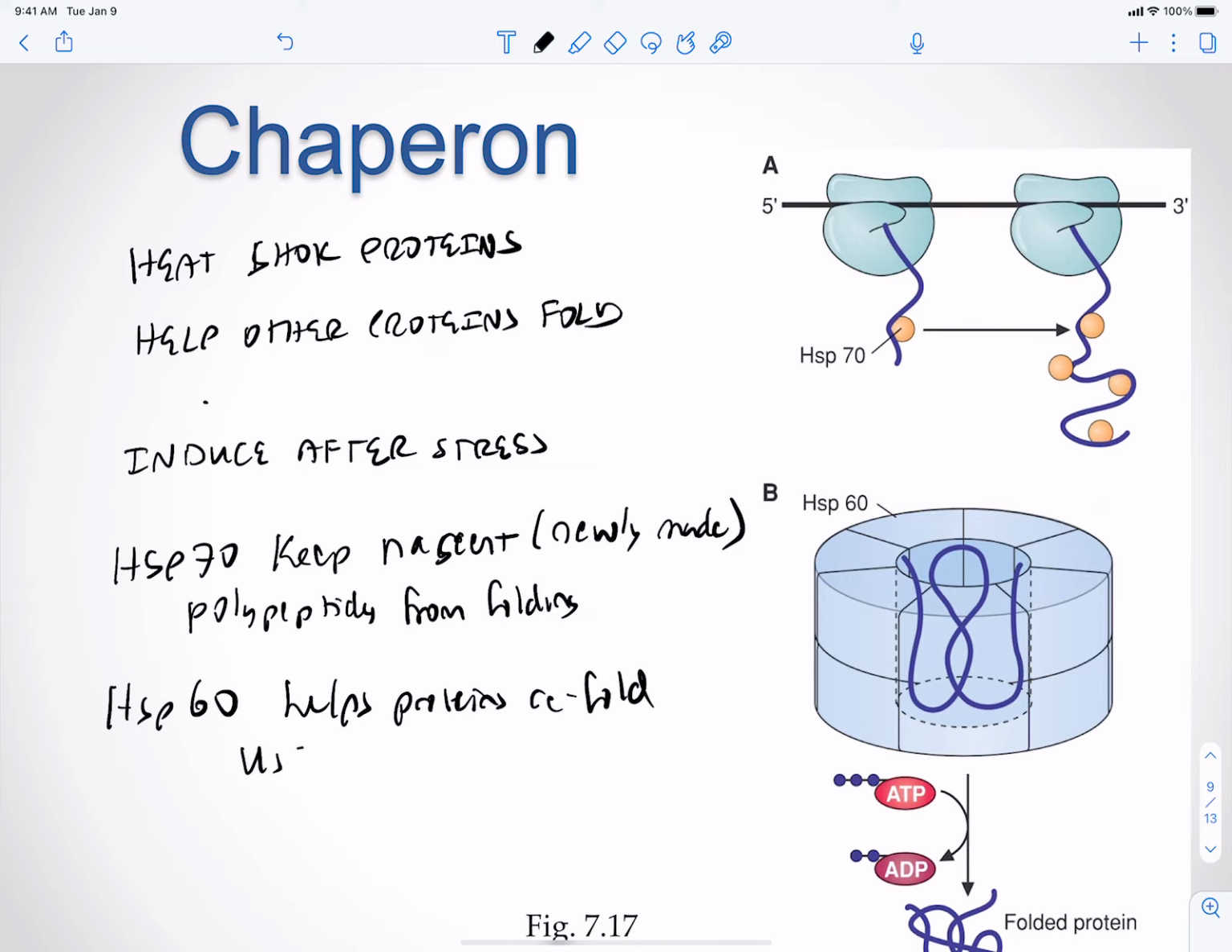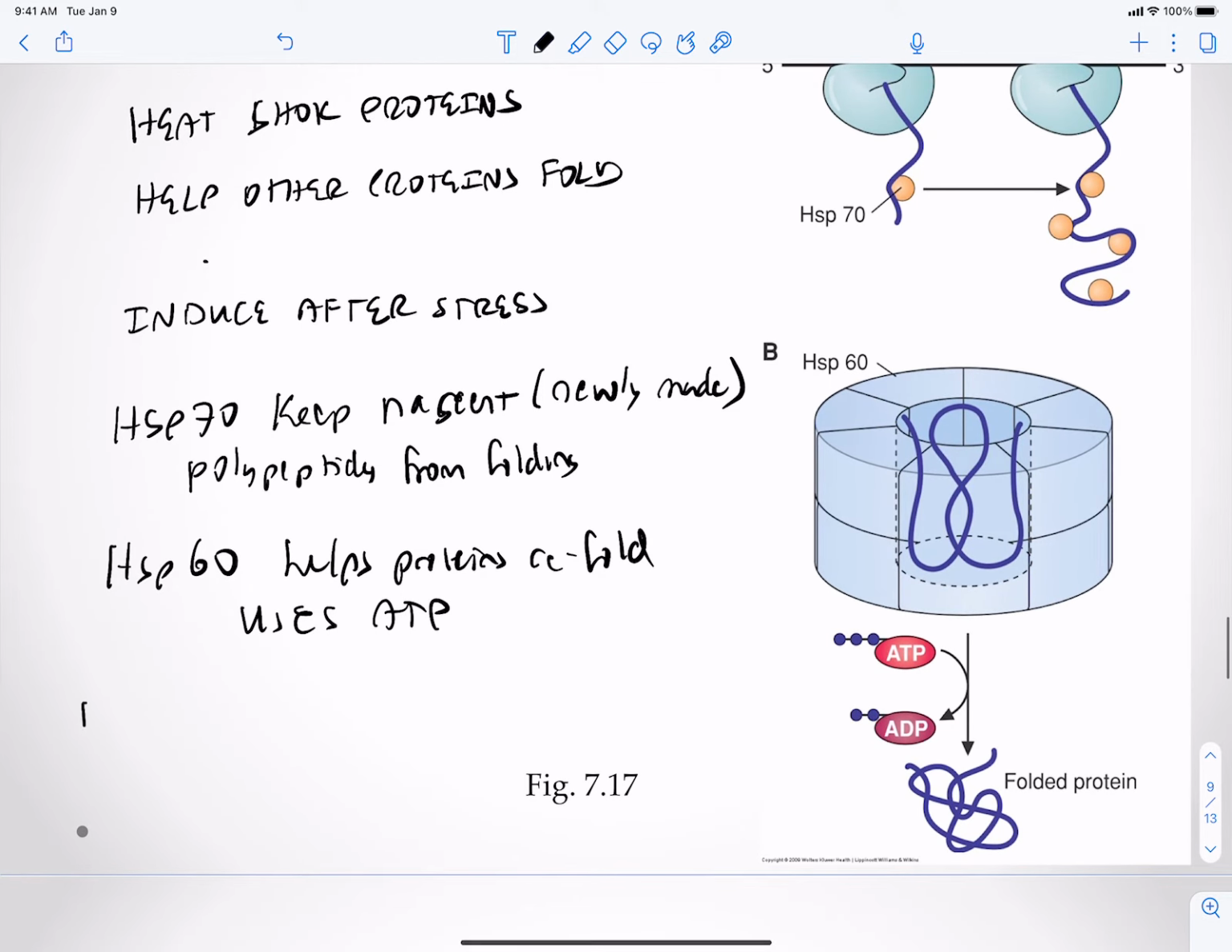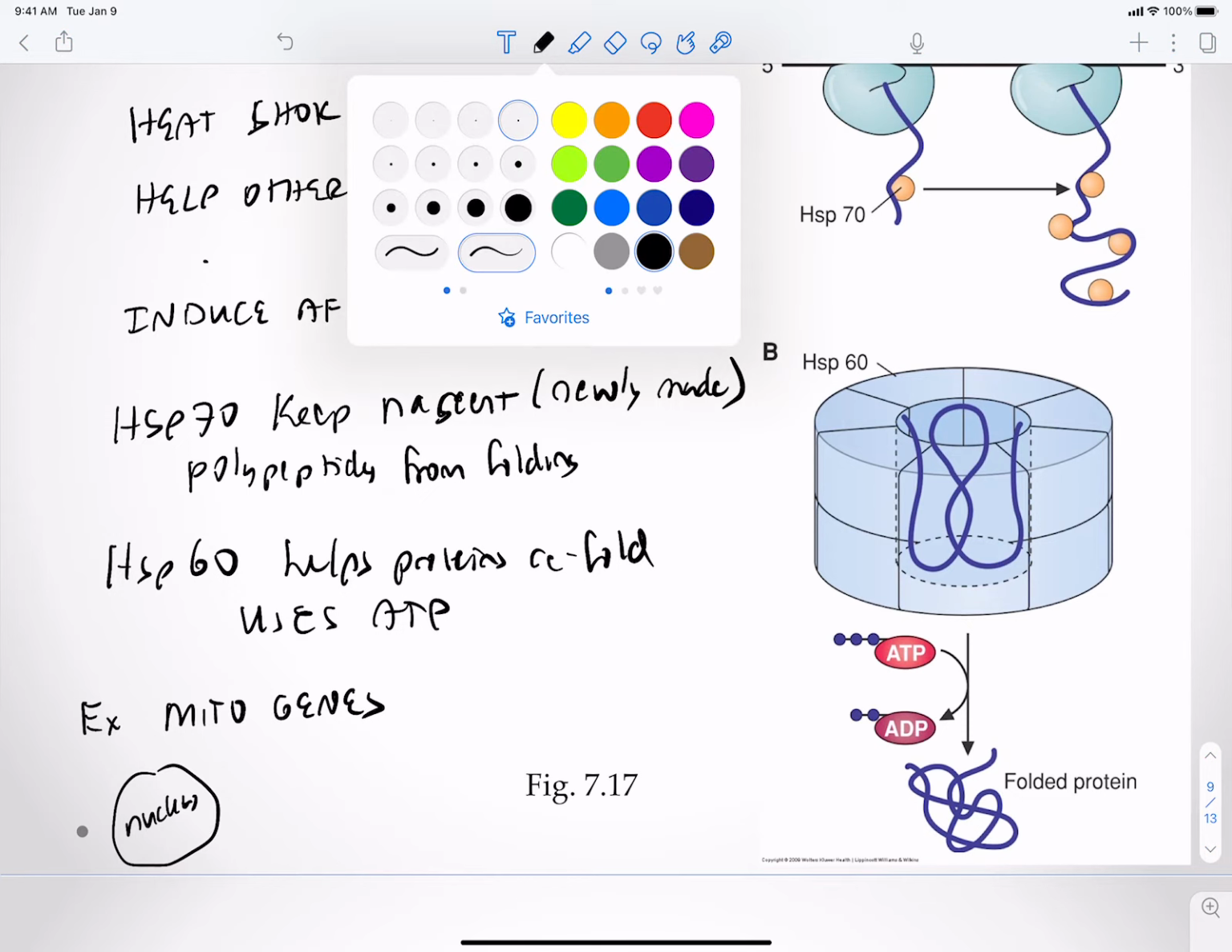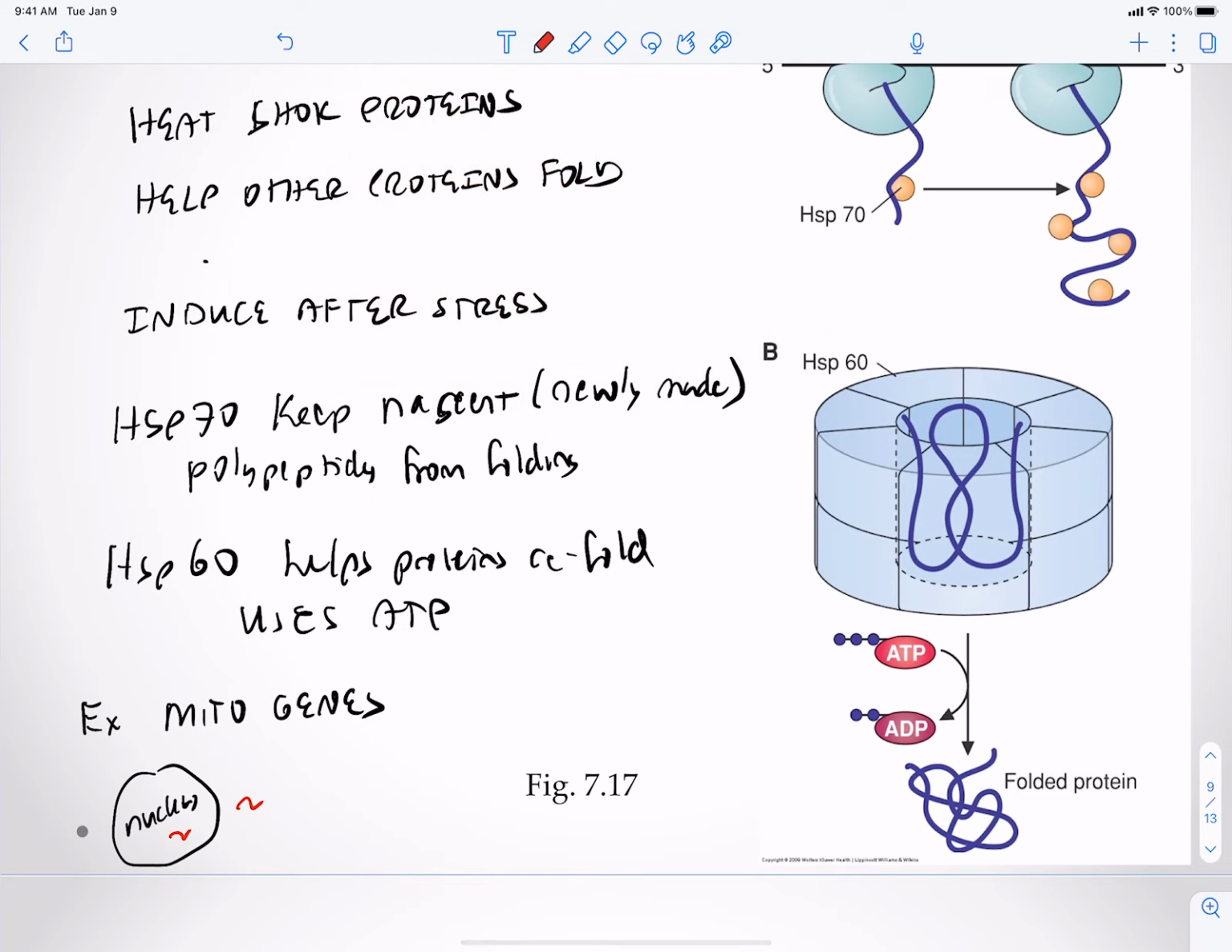And this uses ATP. So where would you see this? As an example, you have your mitochondria genes, and they come from the nucleus. Our mitochondria genes, we'll put them as red, will be grabbed by heat shock protein 70 and brought to the mitochondria.